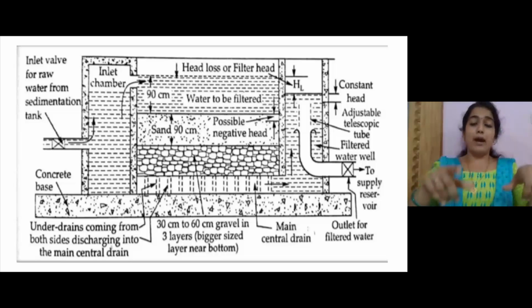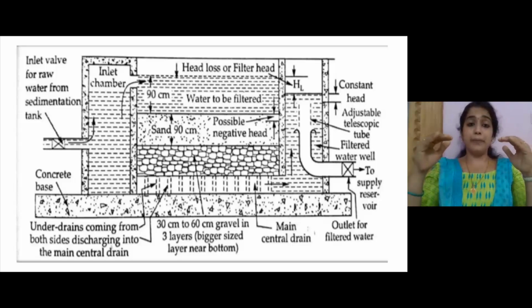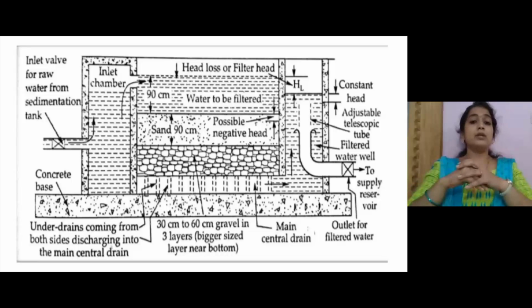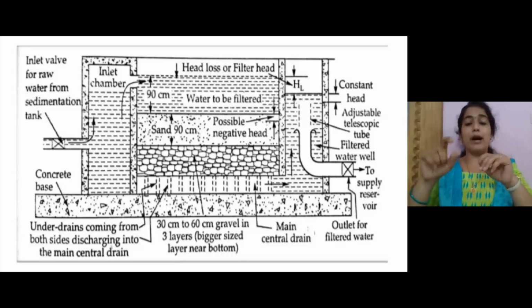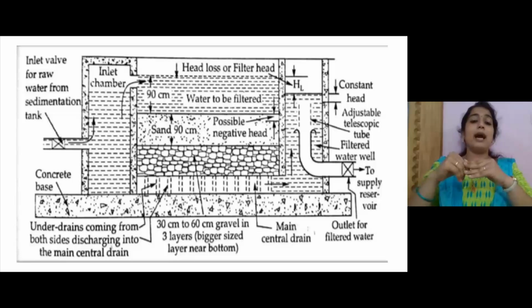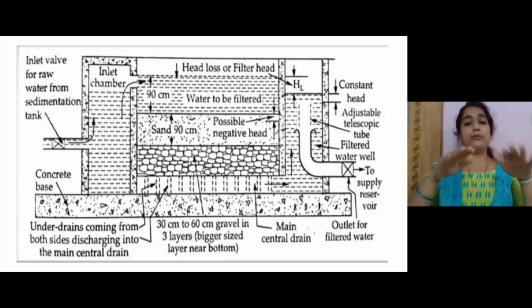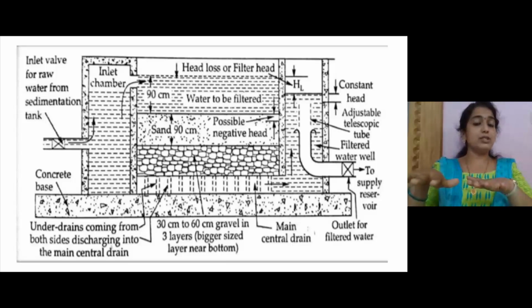So we are providing this automatic valve. A particular level of water should be maintained in the inlet chamber, and from this inlet chamber, water is entering into the filtration chamber through the opening provided in the inlet chamber. This opening is provided throughout the width of the filtration tank, so that a uniform rate of water is entered into the filtration chamber.